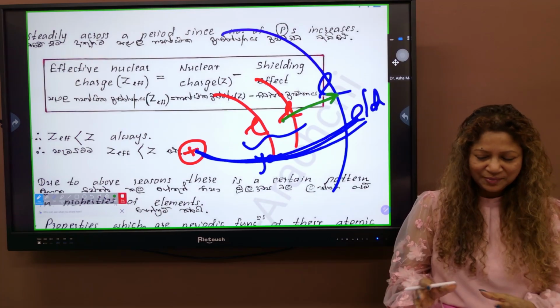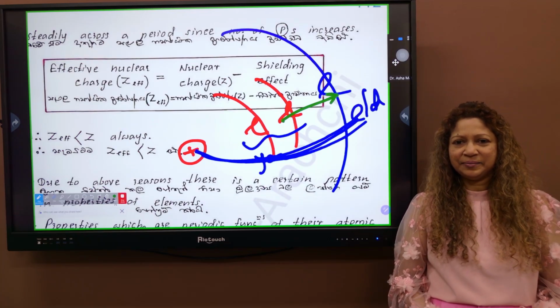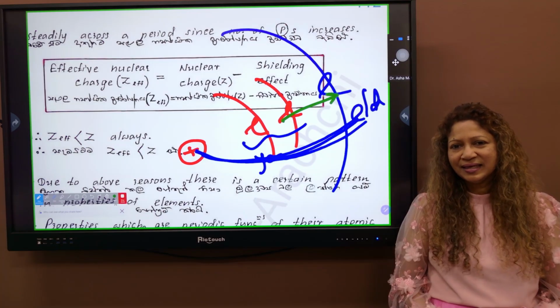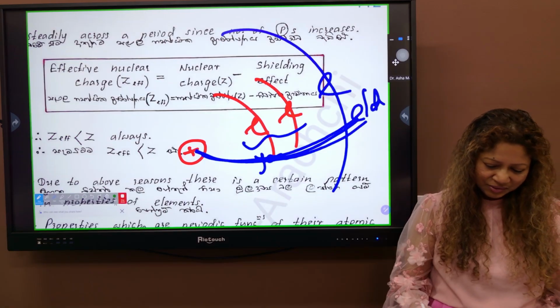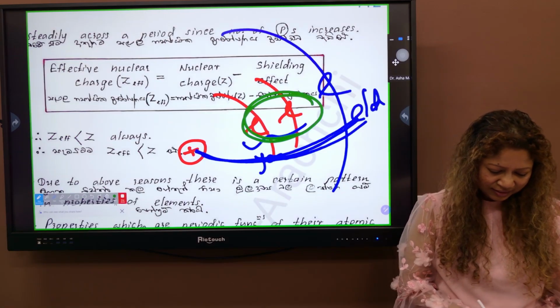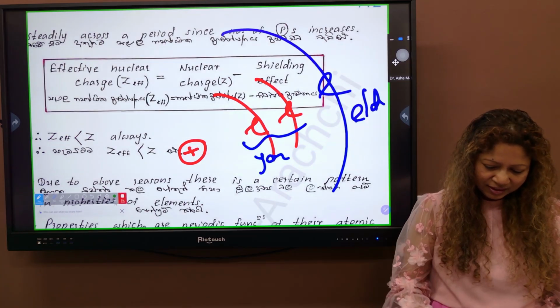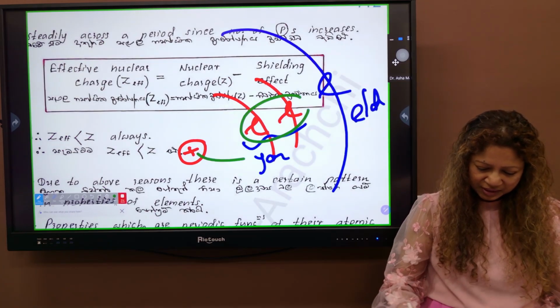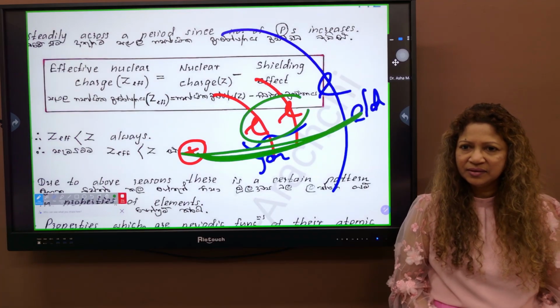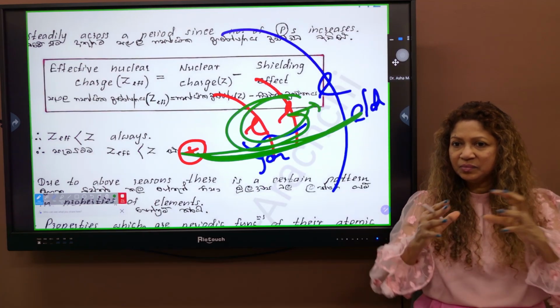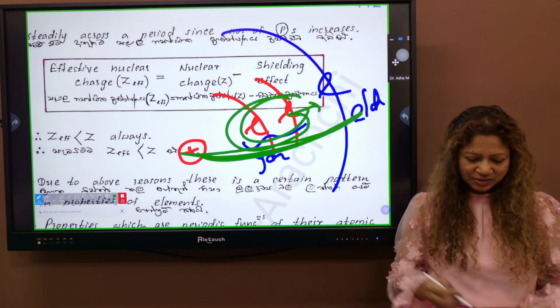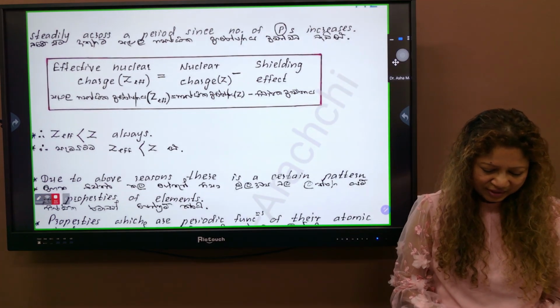So in the chemistry sense, inner electrons decrease the amount of attraction between outer electrons and the nucleus. Inner electrons are pushing outer electrons more and more away from the nucleus. So that's called the shielding effect.